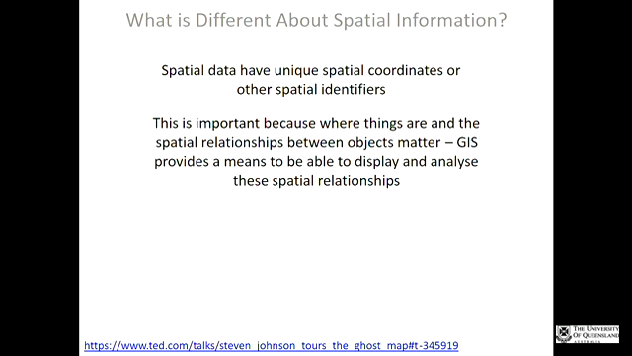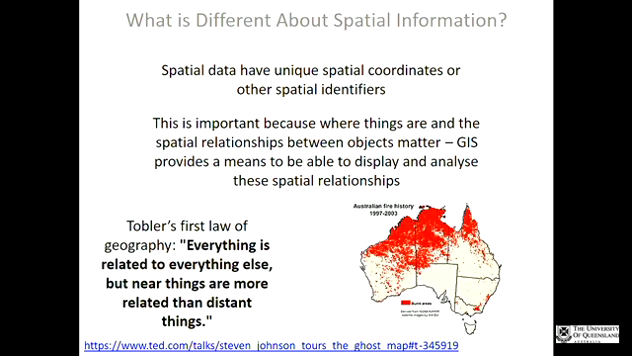A classic example of that is what we call Tobler's first law of geography. Basically, everything's related to everything else, but near things are more related than distant things. What that's really saying is that things are interconnected. We've got connections across landscapes, but things that are close together are more connected and are likely to be more similar in general.